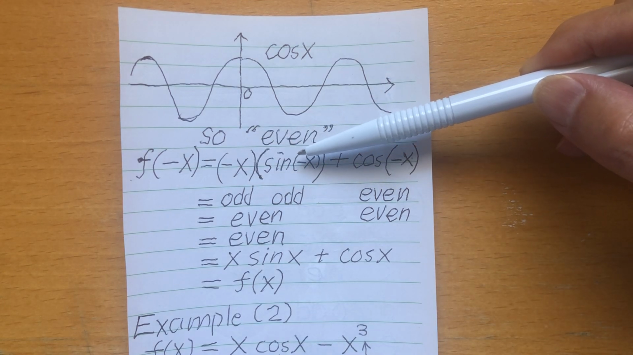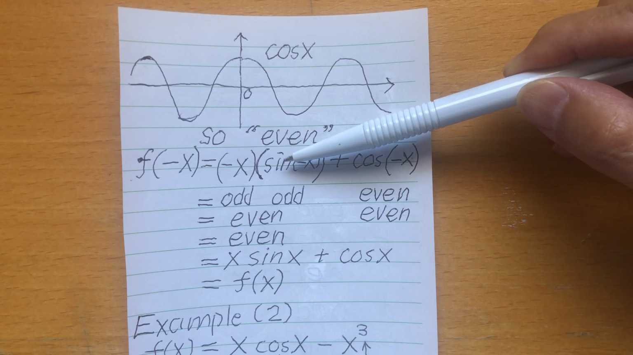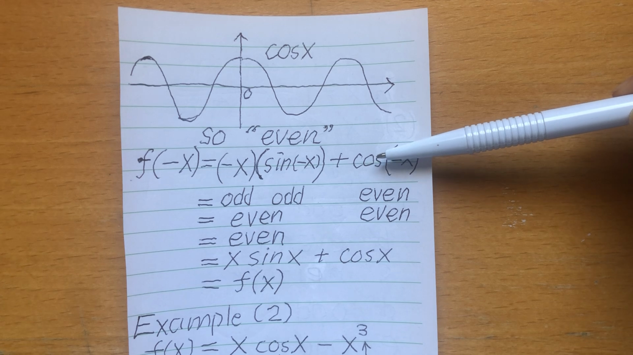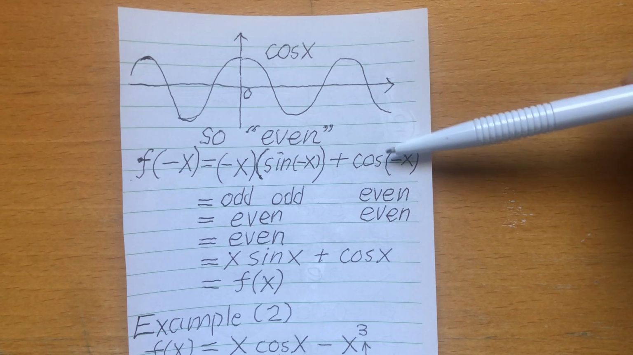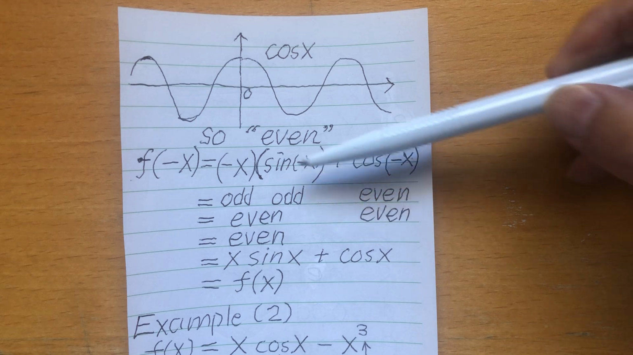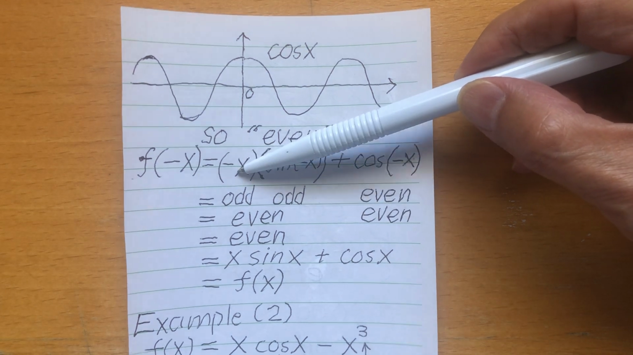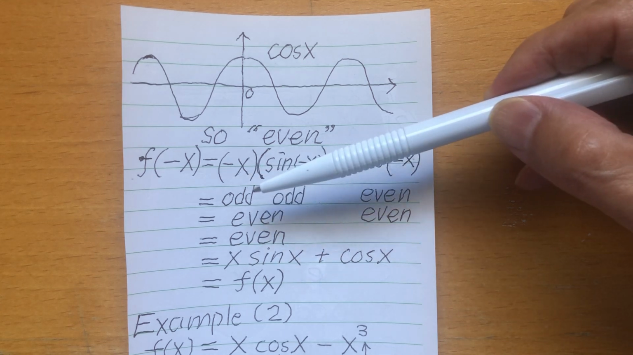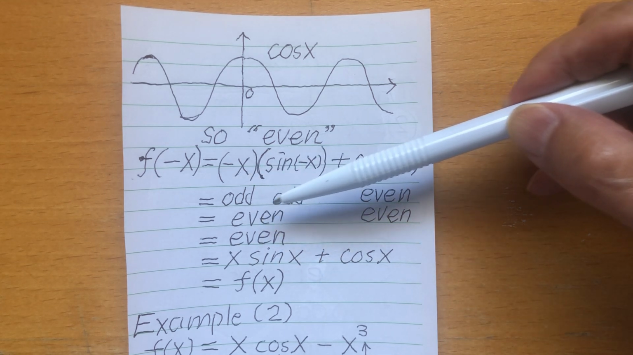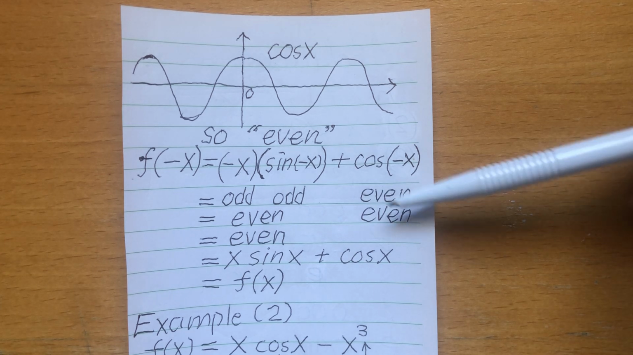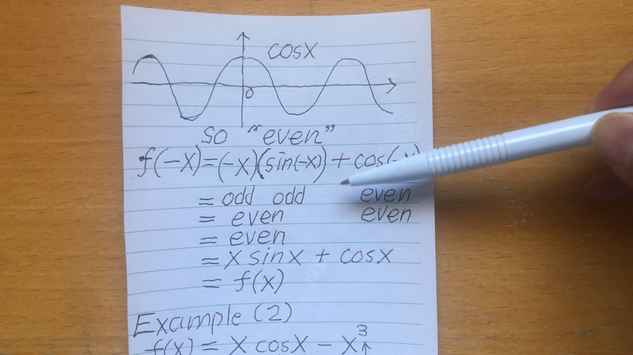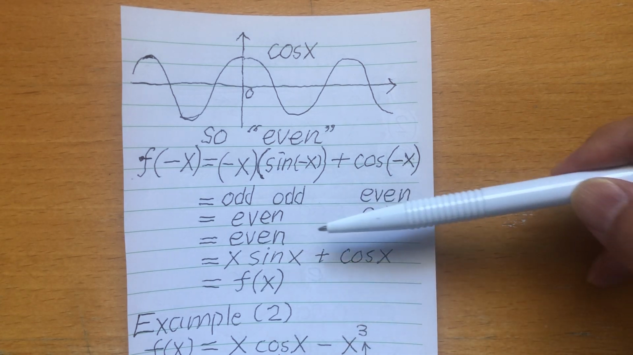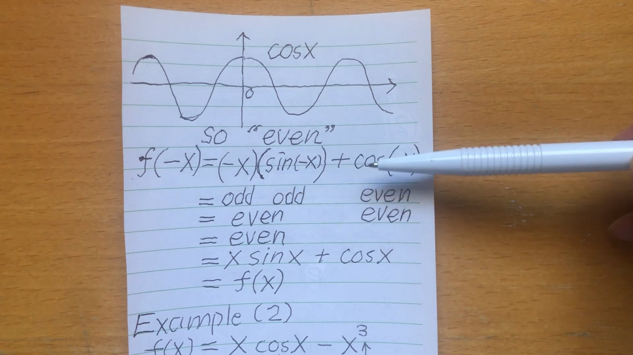We already see that the sine function is odd, and cosine, from this graph, we see it is even. So here, odd times odd is even. And this is already even. So even plus even is even. So that is, from the graph, you can tell that.